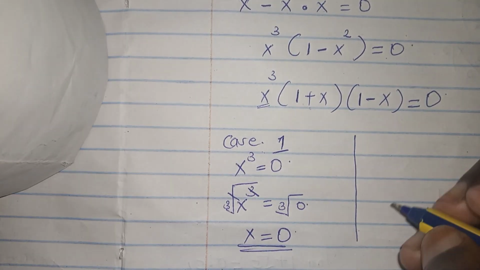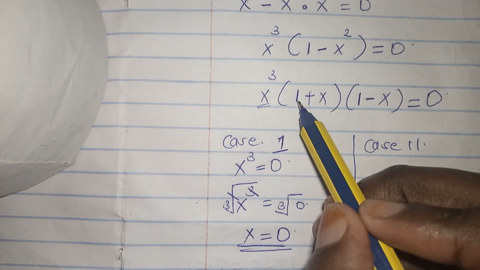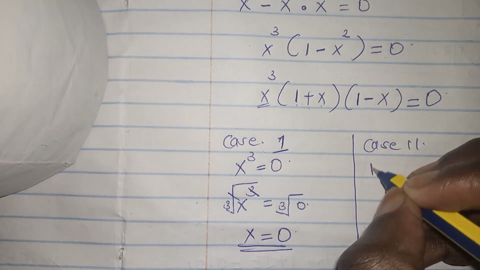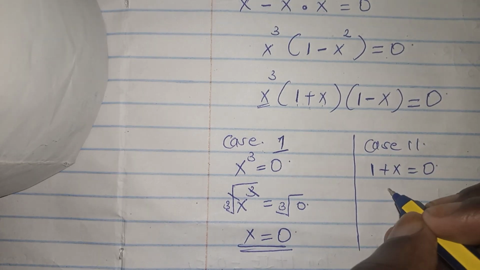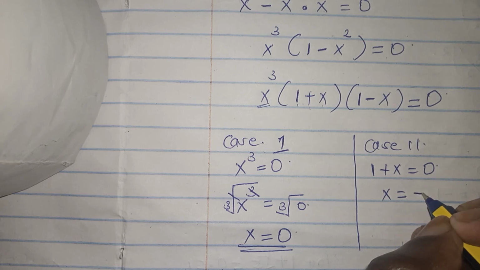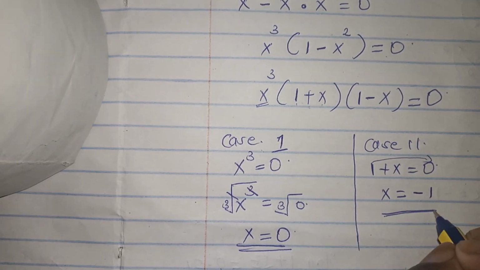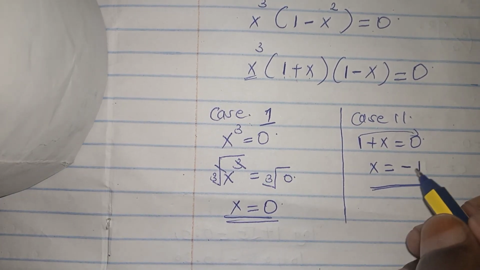Case number 2, or scenario number 2, I'm going to equate 1 plus x is equal to 0. So this will be 1 plus x is equal to 0, whereby x is equal to negative 1. Bringing this negative to the other side, x is equal to negative 1. So we have 2 answers for the value of x.